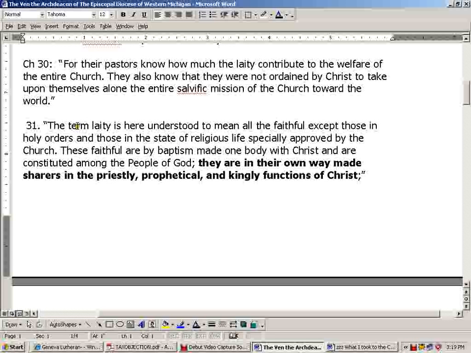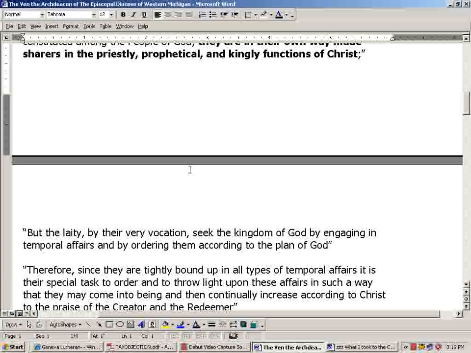The term laity is here understood to mean all the faithful except those in holy orders and those in the state of religious life specially approved by the church. These faithful are by baptism made one body with Christ and constituted among the people of God. They are in their own way made sharers in the priestly, prophetic, and kingly functions of Christ. We hold the office of Christ. They may not like to hear that. Let's call ourselves a lay apostolate. That's the office that it says further on that we were given.